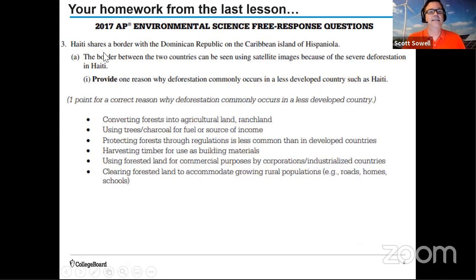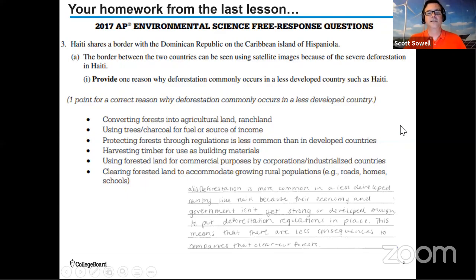So question A said, provide one reason why deforestation commonly occurs in a less developed country like Haiti. So you could have said things about clearing for agricultural land or to produce charcoal. Ms. Fassler showed a really cool picture the other day of a charcoal stand somewhere in Africa and how that charcoal is used for heating and for cooking in homes. You could have said for building materials or just clearing land for human use, roads and homes and stuff. So let's look at a student's response and see what they said.